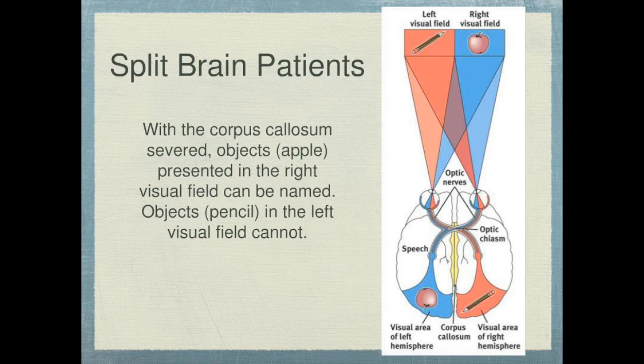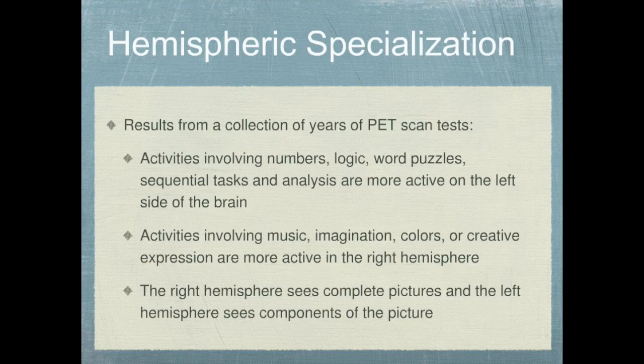So yeah, here's the image here. Your left visual field is interpreted by the right side of your brain, and the speech side of your brain is on the left side. So anything that comes out of the right side can be spoken. But anything that you're seeing with the left side of your brain, you can't say what you're seeing because it can't communicate with the speech areas of your brain.